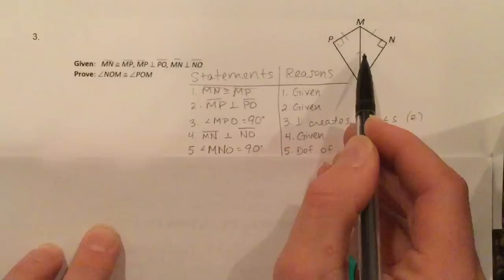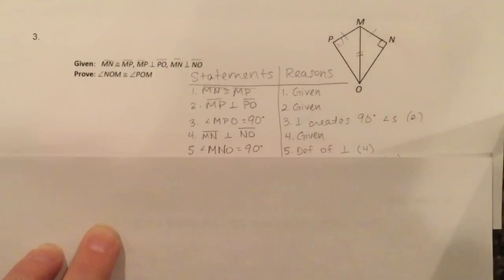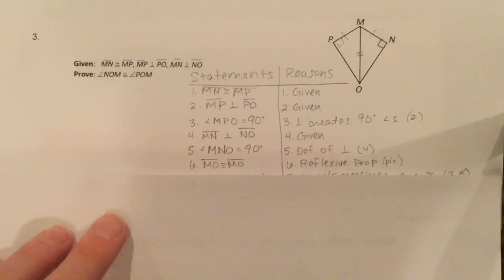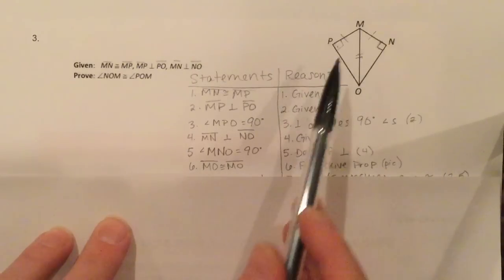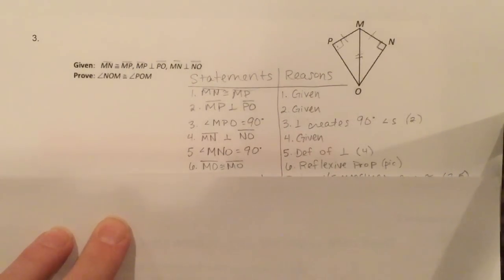MO is on both triangles, so I can use the reflexive property to say that they are congruent to each other. Reflexive property, remember, means segments are congruent to themselves. MO is congruent to segment MO. That's the reflexive property. I see that in my picture that I can use it.